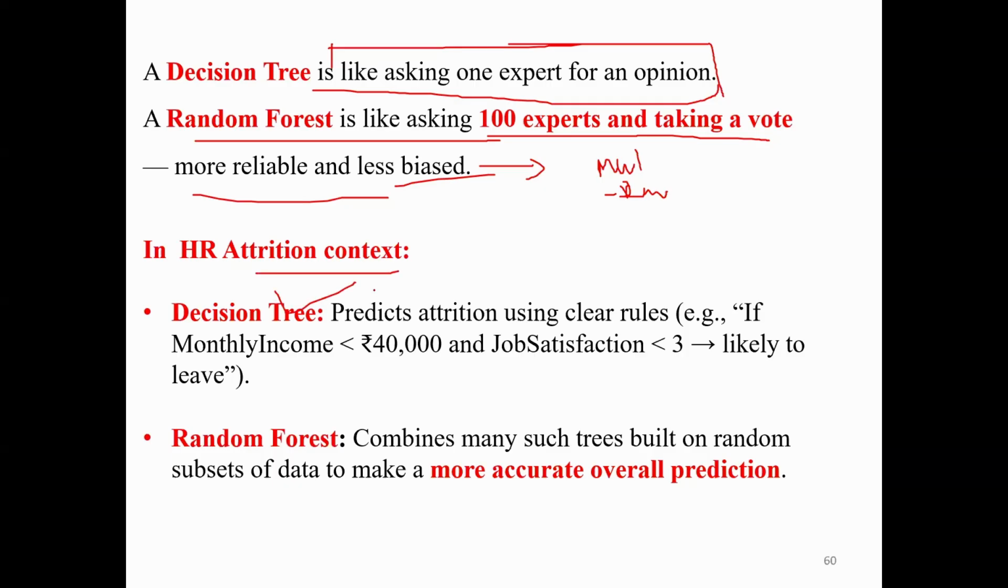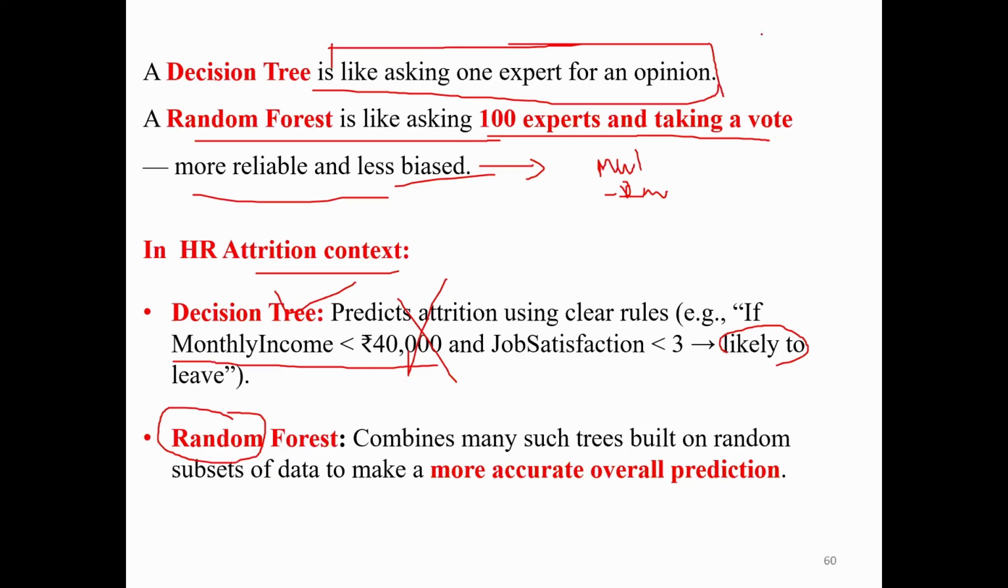In an HR attrition context, what will we do? A decision tree predicts attrition using clear rules. If monthly income is less than 40,000 and job satisfaction is less than 3, then likely to leave. So these are called decision tree rules. But random forest is not like that. Random forest considers all the parameters and selects randomly. That's why it's called the random forest.